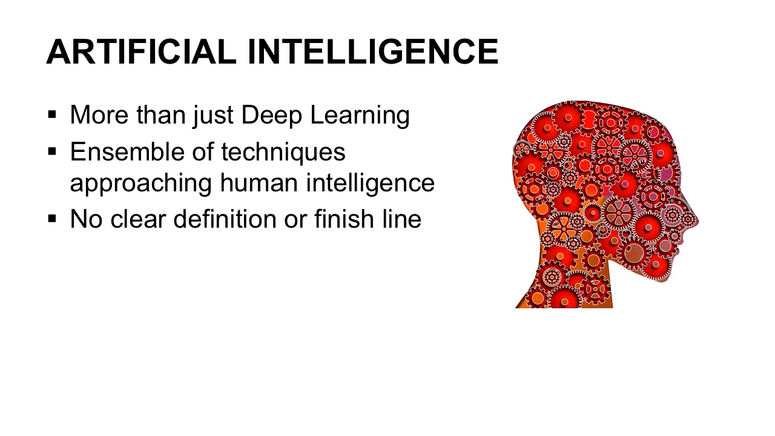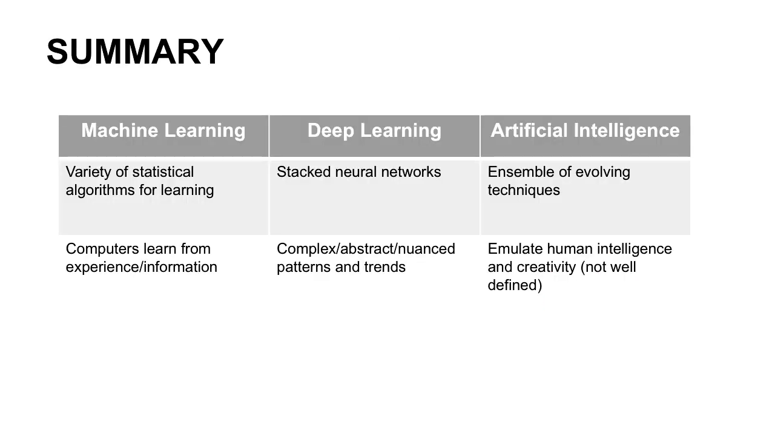There's no clear definition, no finish line. So let's get back to the practical. Three key concepts here: machine learning, deep learning, artificial intelligence. I tend to think of them in sort of this progression where machine learning is a broader category, tends to involve a lot of more traditional techniques that have worked really well and solved a lot of business problems.